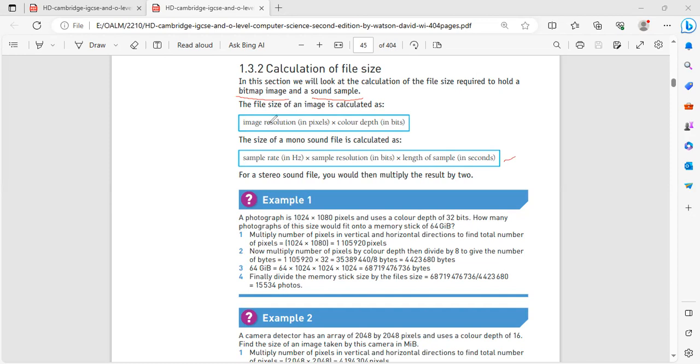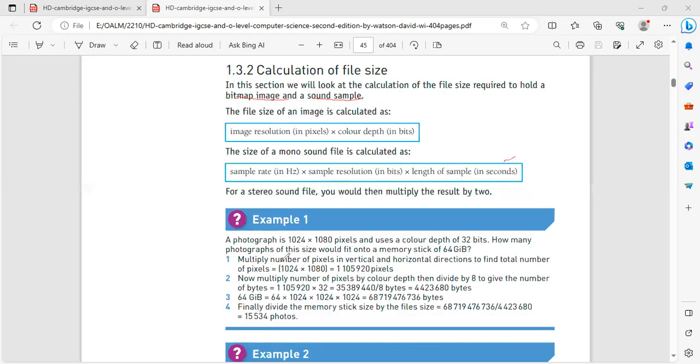An example is given here. Say a photograph is 1024 by 1080 pixels and uses a color depth of 32. Here you can see color depth of 32 bits. How many photographs of this size would fit onto a memory stick of 64 GB? Now remember, the first step is to calculate the number of pixels. Number of pixels is equal to width multiplied by height in pixels.